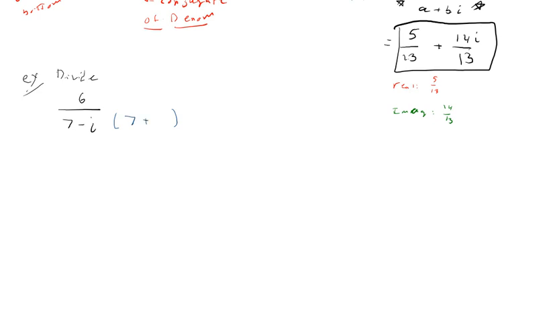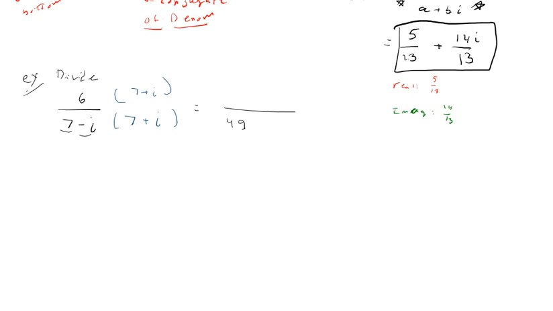Then on the denominator, I do my little trick. I square the first number, I square the last number. So 7 squared is 49. i squared, what number is in front of here, everybody? What number is in front of the i? Yeah, that's a 1. So that's going to be plus 1 on the denominator.